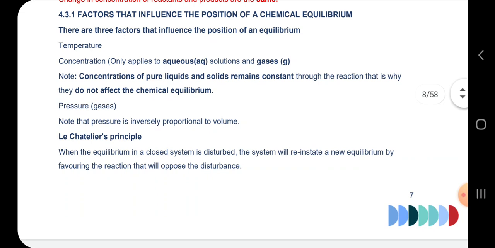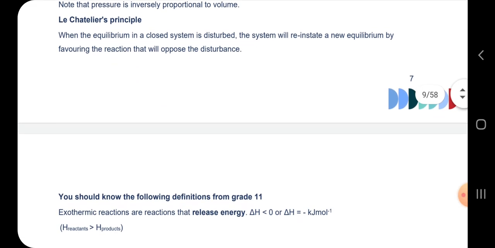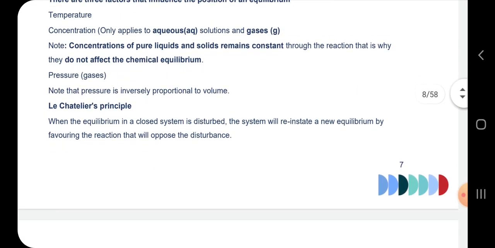Then we have factors that influence the position of a chemical equilibrium. This is a chemical equilibrium. We have it here, but there are factors that actually affect that. And that's where the Le Chatelier principle that I've talked about previously is going to come in.